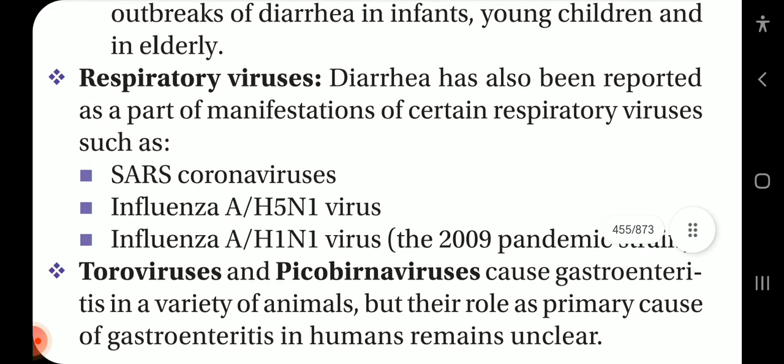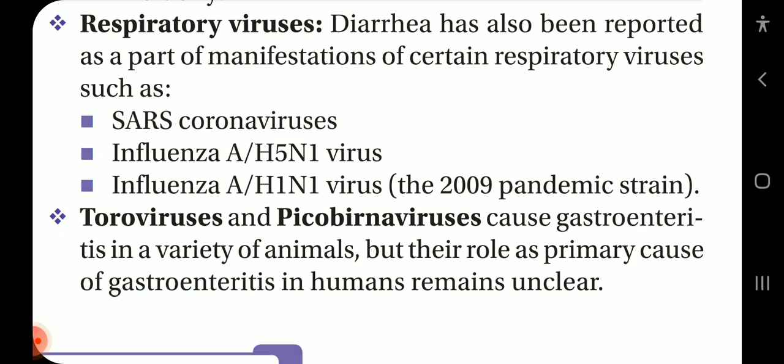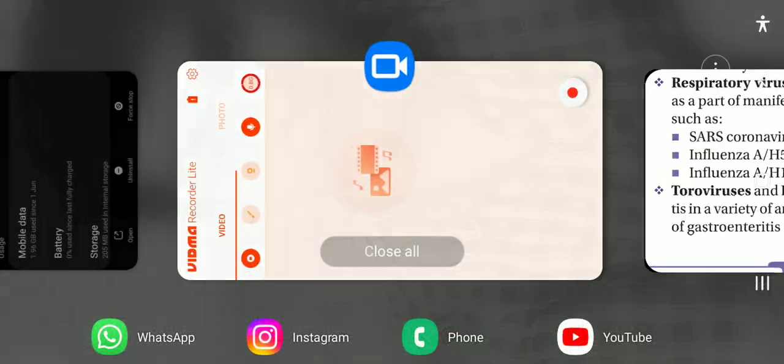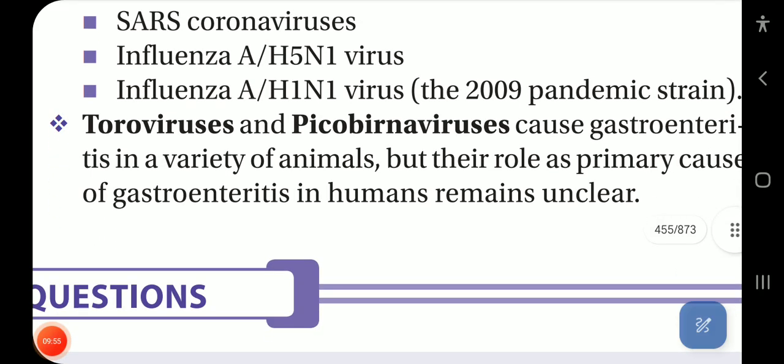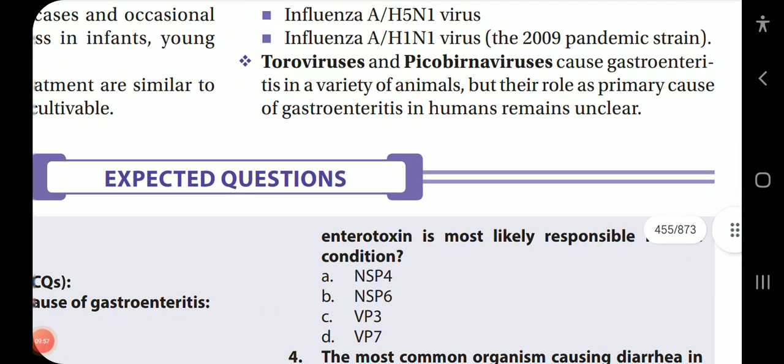Respiratory viruses: diarrhea has also been reported as a part of the manifestation of certain respiratory viruses such as SARS coronavirus, influenza A H5N1 virus, and influenza A H1N1 virus, the 2009 pandemic strain. Toroviruses and Picobirnaviruses cause gastroenteritis in a variety of animals, but their role as a primary cause of gastroenteritis in humans remains unclear. Okay, so this completes our chapter.